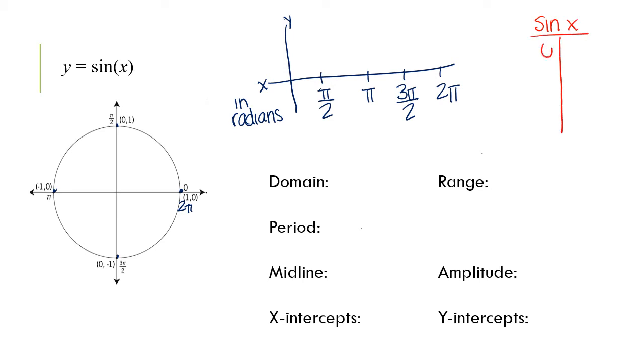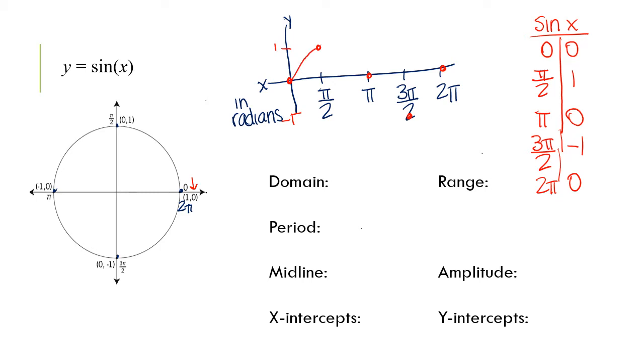So if our first pair, the x-coordinate is 0, then the y-coordinate is the y-coordinate from the unit circle. So 0, 0 is our first point. At pi over 2, our y-coordinate is 1, so pi over 2 and 1. At pi, our y-coordinate is 0, so we're back on the x-axis. At 3 pi over 2, the y-coordinate is negative 1. And then at 2 pi, we're back at 0.